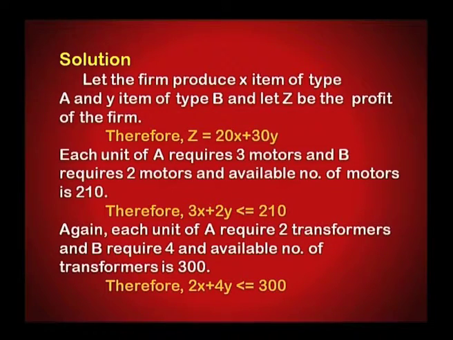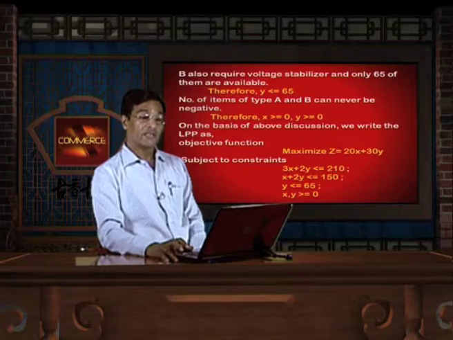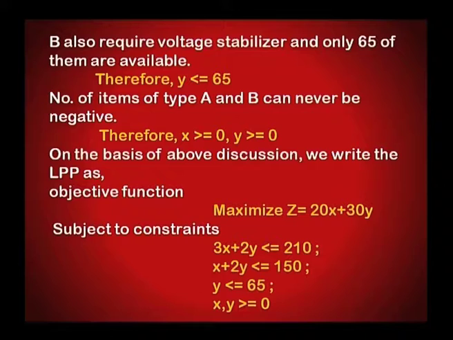Similarly, each unit of A requires 2 transformers and B requires 4, and the available number of transformers is only up to 300. Therefore, 2x plus 4y less than or equal to 300. B also requires a voltage stabilizer and only 65 of them are available. Therefore, y is less than or equal to 65. The number of items of type A and type B can never be negative. Therefore, we write x greater than or equal to 0 and y greater than or equal to 0.